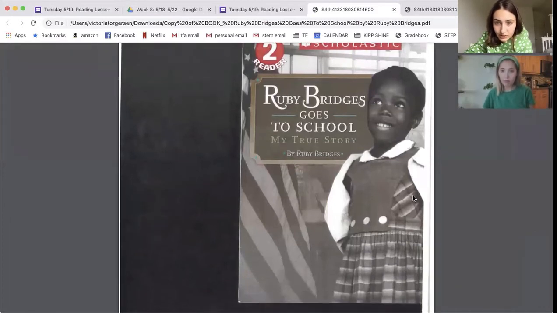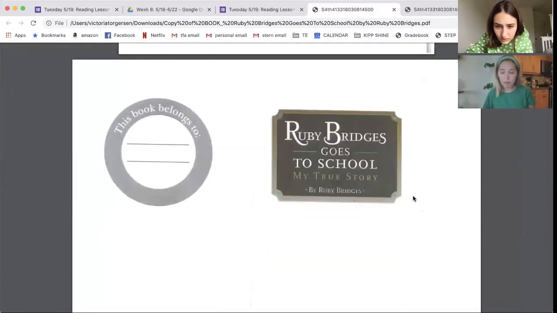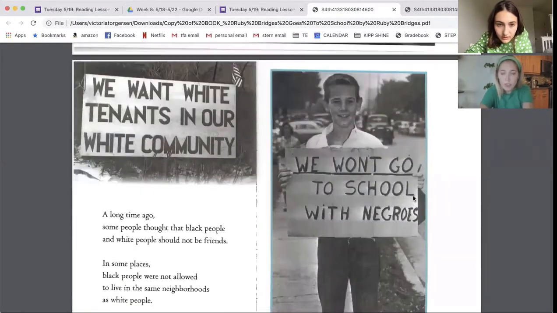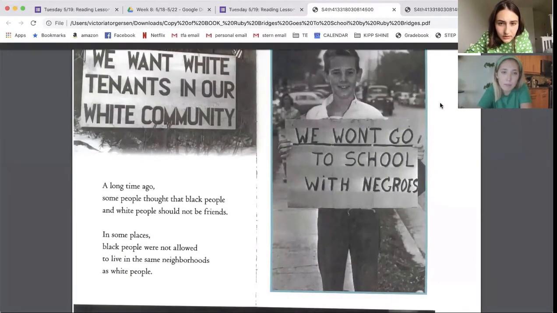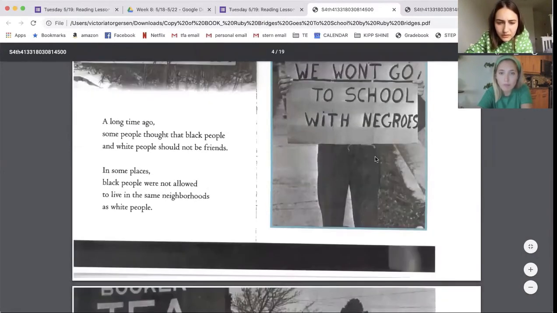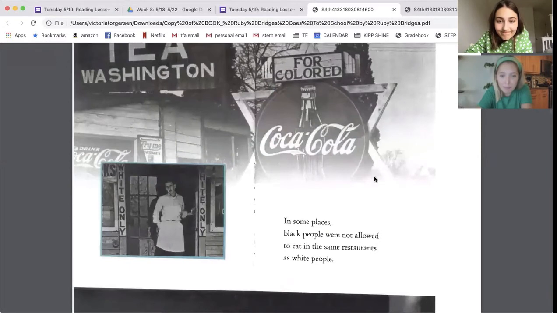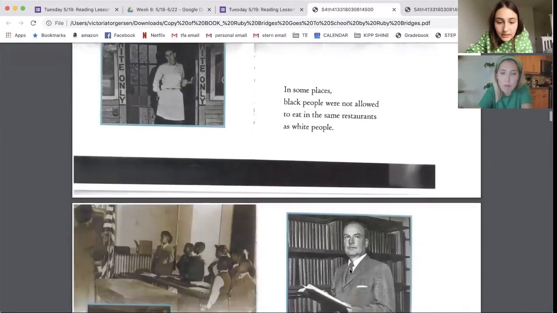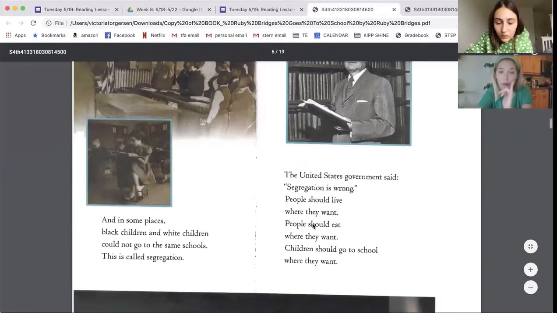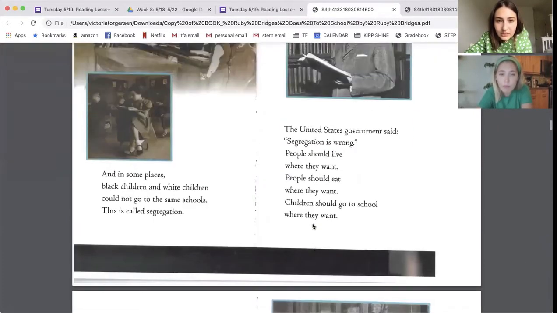Ruby Bridges Goes to School. My True Story. So we're just kind of skimming it and noticing. I remember this was where they were talking about Black people and white people being separated. Do you remember the word for that, Ms. Perlman? Segregated. Yep. They weren't allowed to eat together. They had different schools. Segregation.